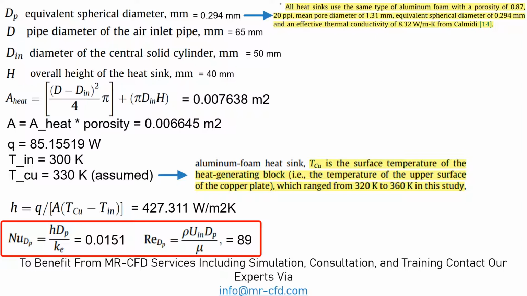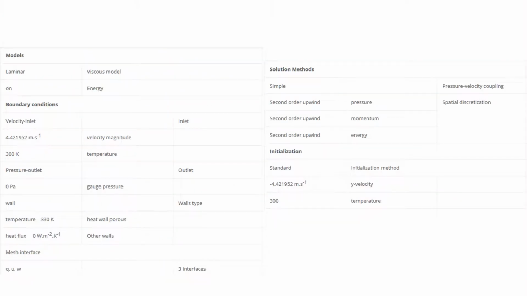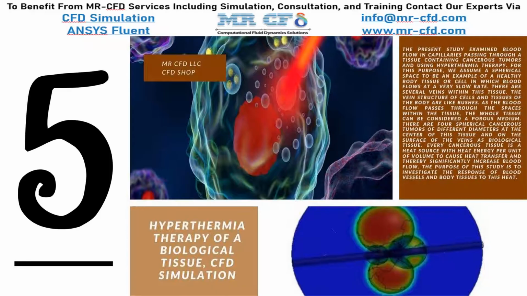Finally, after calculating all these values and parameters, you can see that in the red box shown in the lower part of the slide, we had used these parameters and then calculated the Nusselt number in this project. Finally, the summary of different settings and setup that we have used in our project is presented to you in the slide. In this project, we will simulate hyperthermia therapy of a biological tissue which is involved with a cancer tumor.